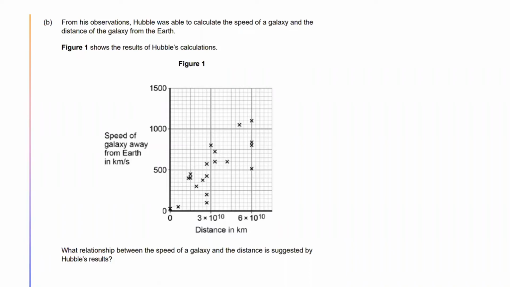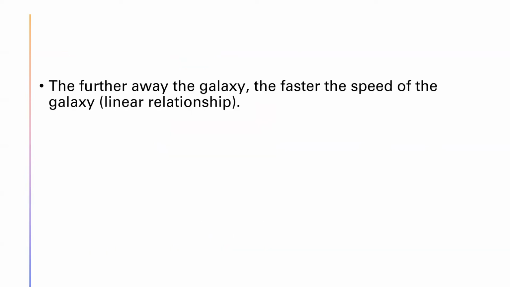Okay, so what is it? So you've got a linear relationship. The relationship is that the further the galaxy is away, the faster the galaxy is moving away from us. So if you look here, distance in kilometers and the speed of the galaxy from the Earth. So I've written out for you, the further away the galaxy, the faster the speed of the galaxy. So that's a linear relationship there.